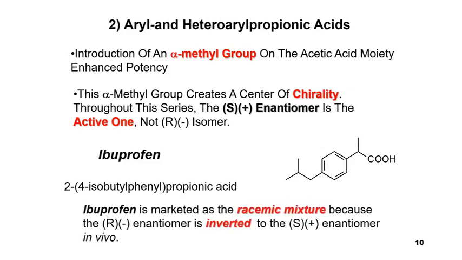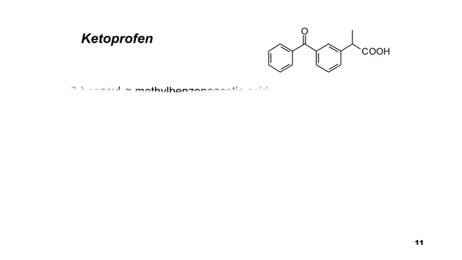Ibuprofen is marketed as a racemic mixture because biologically the R negative enantiomer, the inactive isomer, is inverted to the S positive enantiomer, which is the active one inside our bodies. Ketoprofen is another example of NSAIDs related to phenyl propionic acid class. According to the name, it produces a keto function. We can see it here between the two phenyl groups.